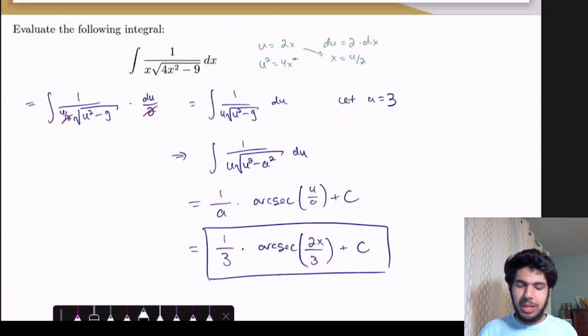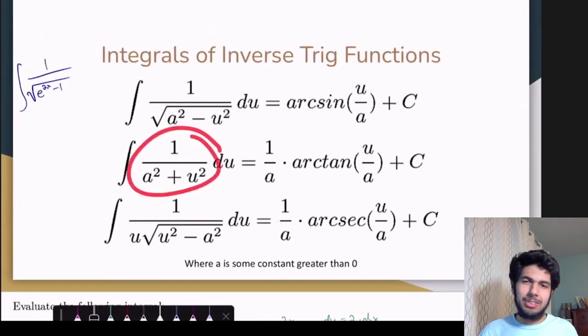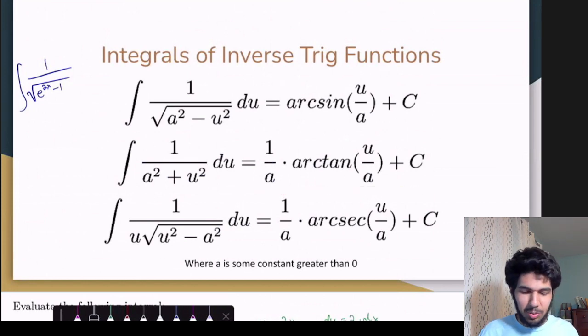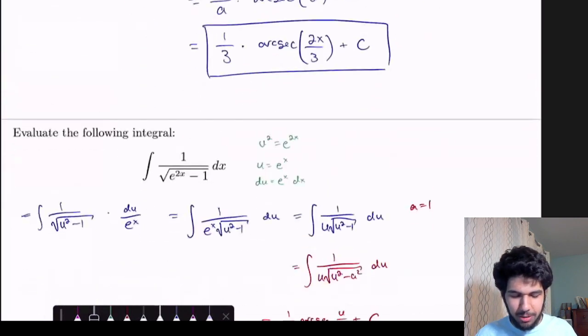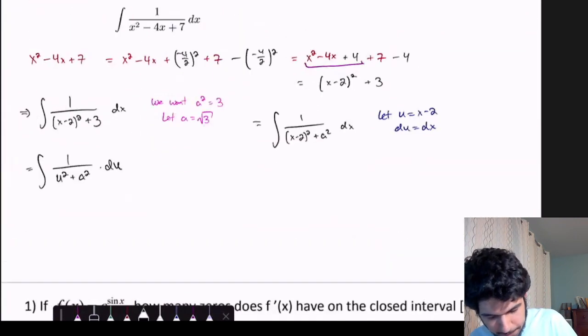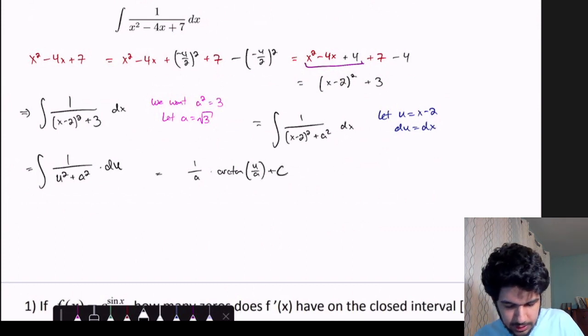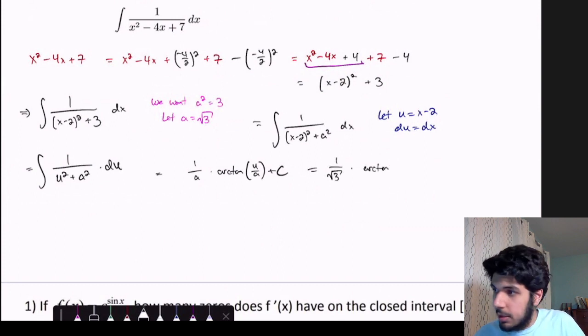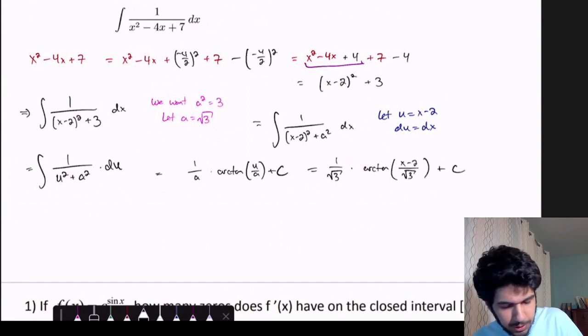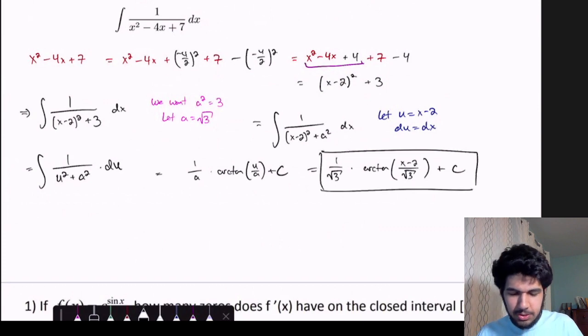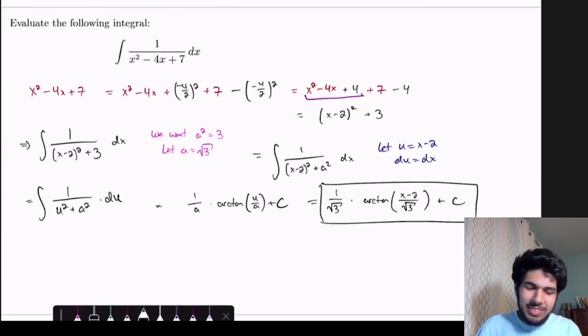And then we're left with the integral of 1 over u squared plus a squared times du. And now we can scroll back and say, aha, we have found this integral. We've extracted it from our problem. So we'll use this equation here: 1 over a times arctangent of u over a plus c. And then do our substitution. So this would be 1 over the square root of 3 times arctangent of x minus 2 over the square root of 3. Don't forget your plus c. So just like that. A little bit sneaky here.